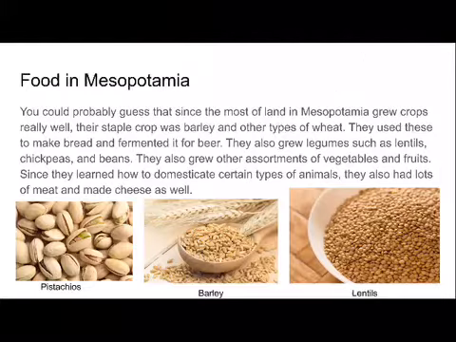And now it's time for the slide everyone's been waiting for, food in Mesopotamia. So you could probably guess that since most of the land in Mesopotamia grew crops really well, their staple crop was barley and other types of wheat. They used these to make bread and fermented it into beer.